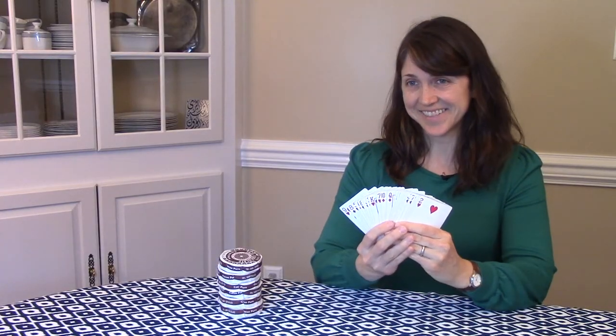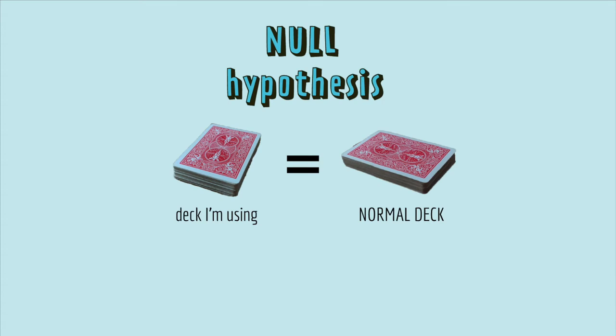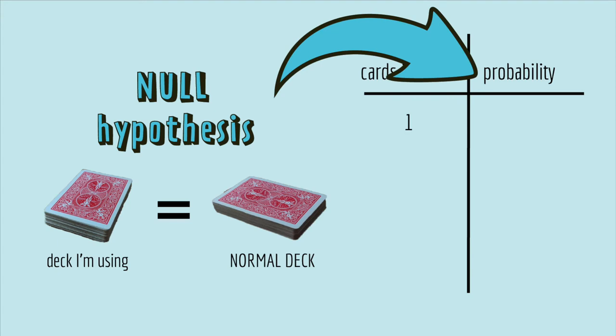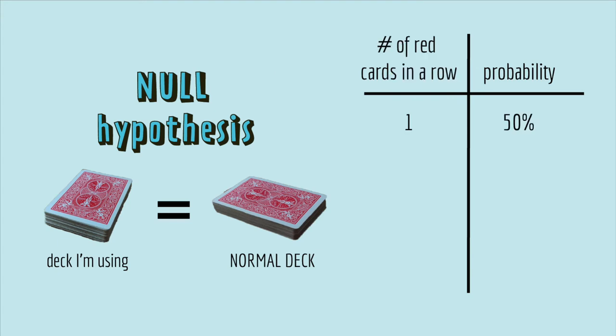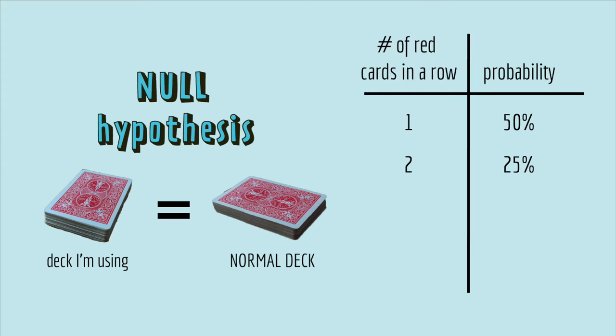You're right. It is. When you started the game, you assumed that the deck I was using was a normal deck. That was your null hypothesis. The first time you got a red card, that didn't tip you off because if the deck I'm using is the same as a normal deck, there's a 50% probability that you'll get a red card. That's a pretty high chance, so you weren't suspicious yet. The second time you got a red card, you still weren't suspicious because if the deck I'm using is the same as a normal deck, the probability of getting two red cards in a row is 25%. That's a 1 in 4 chance, which isn't that unusual.